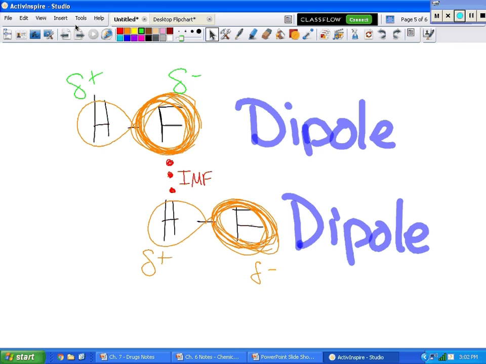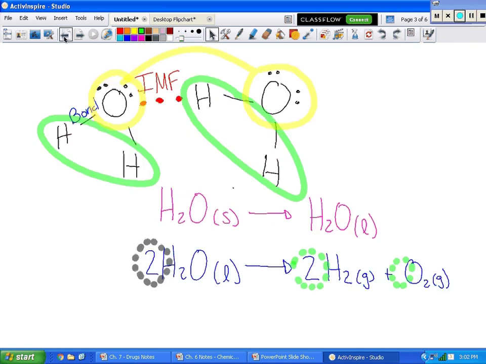Let's go back and let's look at another example. Let's look at water. These two things are stuck together. Is water polar or nonpolar? It's polar. Does it have a hydrogen? Is it having any fun? So this IMF is specifically what? Hydrogen bond.